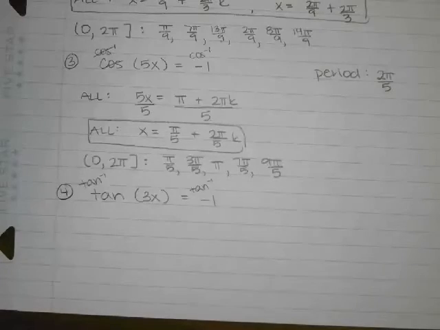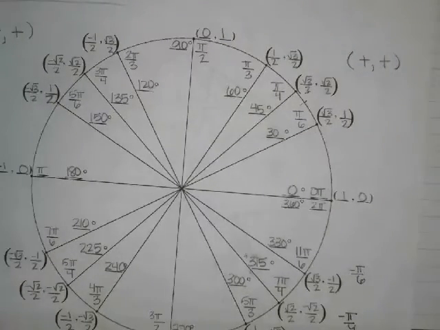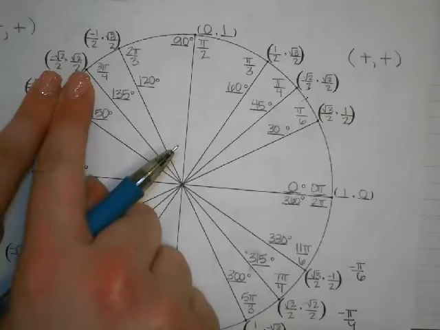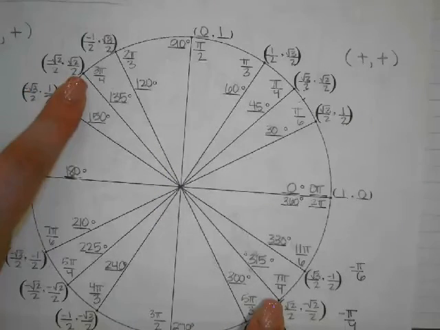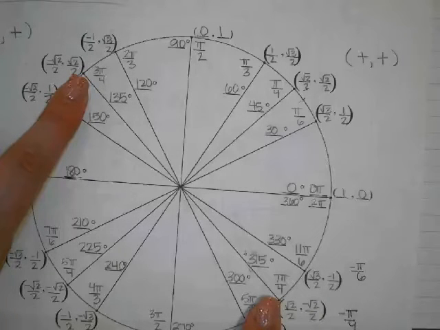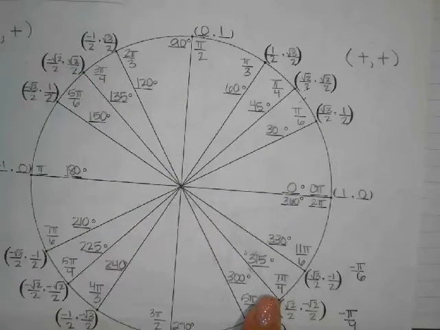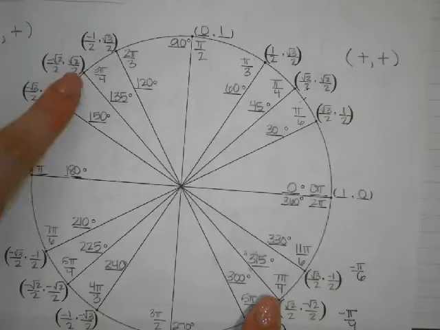So here we're doing tan inverse. We're looking at the unit circle. We're trying to find a y-coordinate divided by an x-coordinate that simplifies to be -1. And one of those places is right here. And then the other place is over here. So we have 3 pi fourths and 7 pi fourths. It does not matter which one you use, okay? It does not matter which one you use. You're going to get the same answers either way.